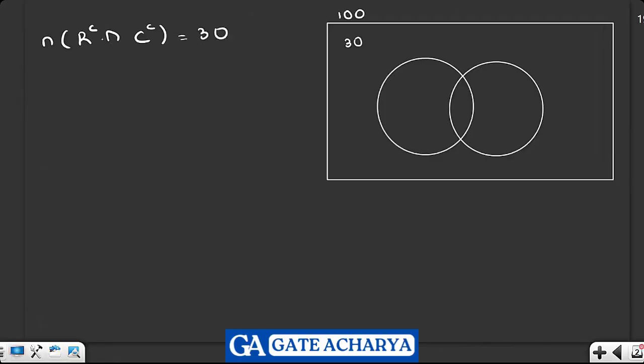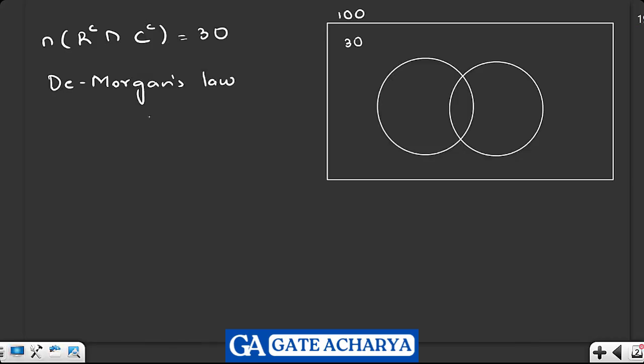What is the benefit of this? Technically, this is De Morgan's law. It comes up in probability, in set theory, and even in discrete maths for propositional logic. There also it pops up. This is a famous law.